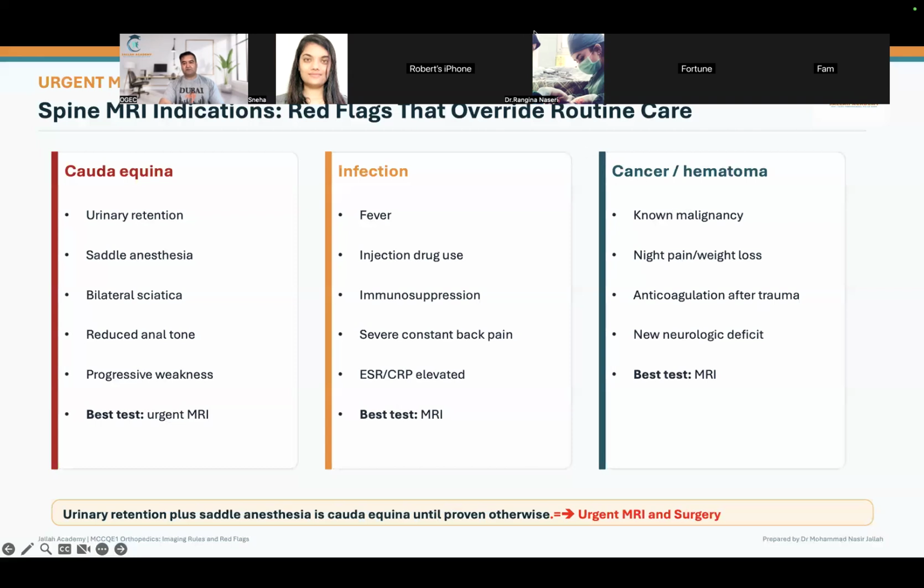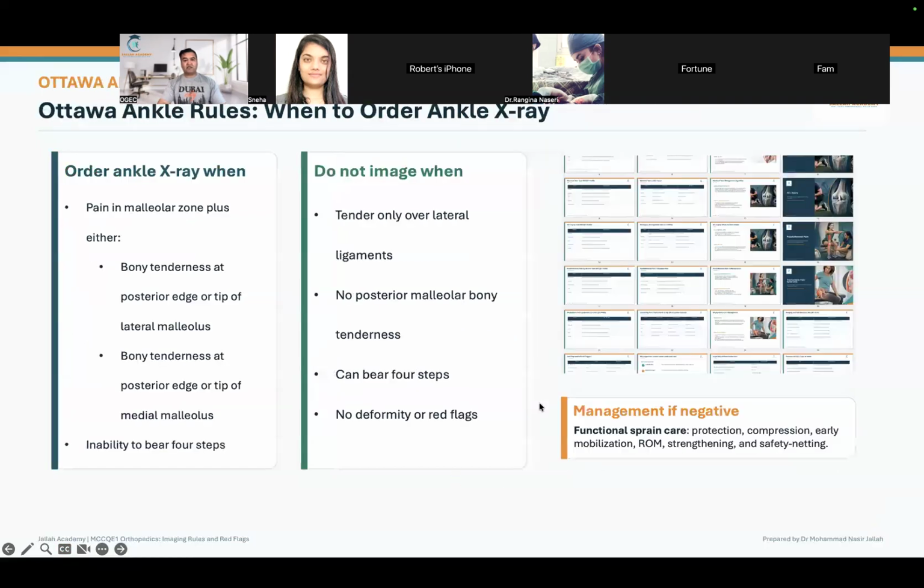For cancer and hematoma: known malignancy, night pain, weight loss, these are very, very characteristic, and they love to use this. If you have these two words, always think about pathology. Either it is cancer or hematoma or abscess, okay? Anticoagulation after trauma, neurological deficit, and MRI. Urinary retention plus saddle anesthesia is cauda equina until proven otherwise, so you have to do an urgent MRI.